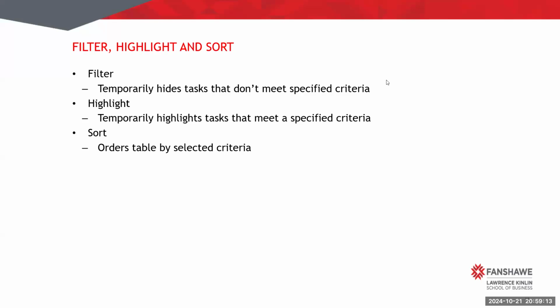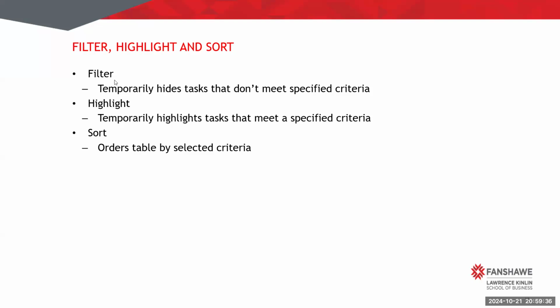In Microsoft Project, filter, highlight, and sort are powerful tools that help you organize and analyze your project data efficiently. Now, these functions allow you to focus on specific tasks, emphasize key details, and organize information according to your preference, enhancing your project management and reporting capabilities.